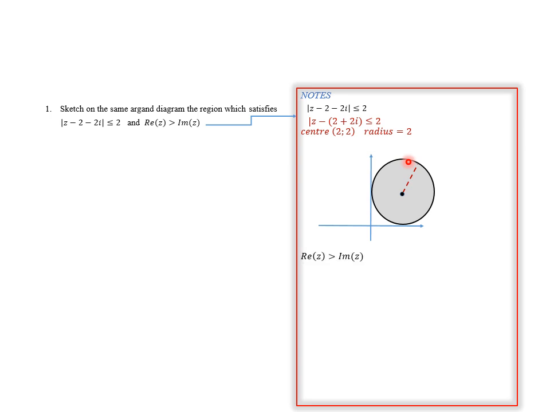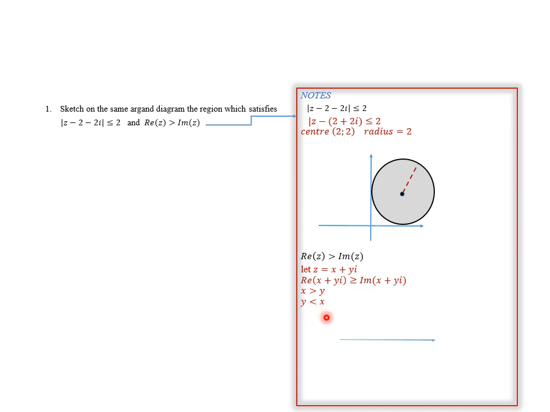Then we go to the next one: real of z greater than imaginary of z. So z is a complex number, so you can say let z equal x plus yi. So we are going to have real of (x plus yi) greater than imaginary of (x plus yi). Which means the real part of this complex number is x and the imaginary part is y, so it's x greater than y. So x greater than y can be written as y less than x. So we need to draw a line of y equals x, then we shade the region here.